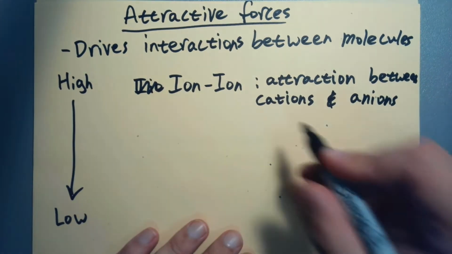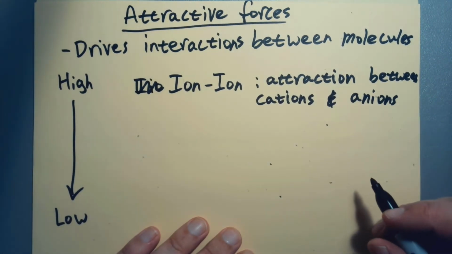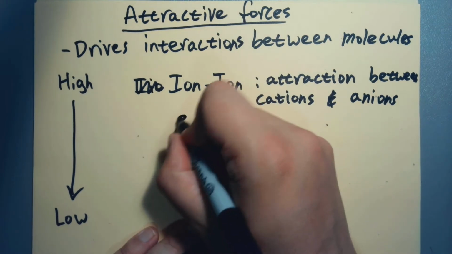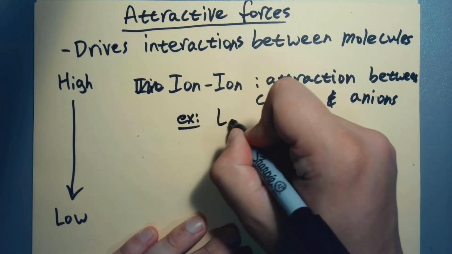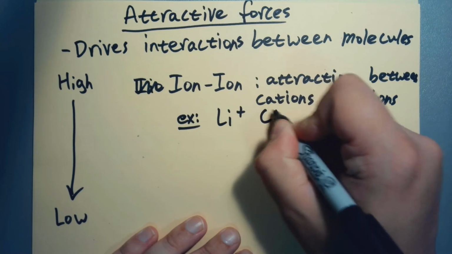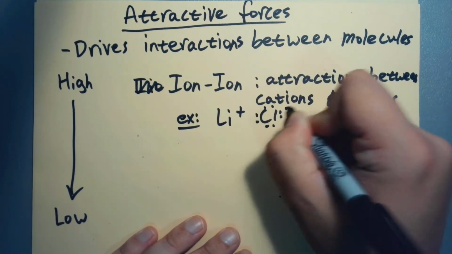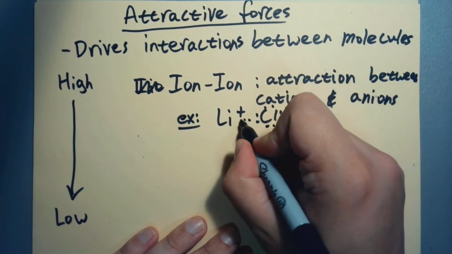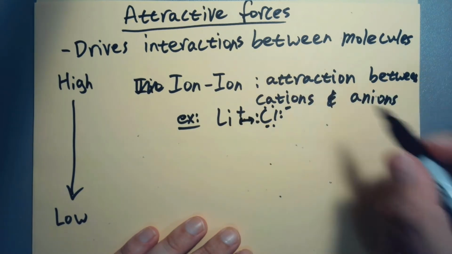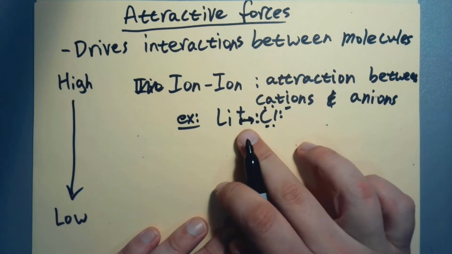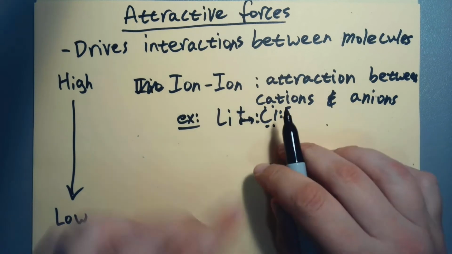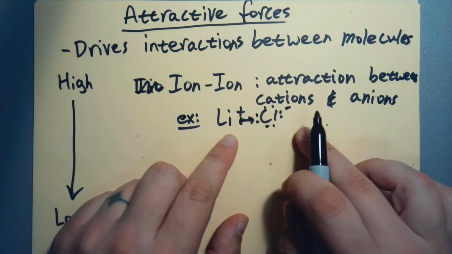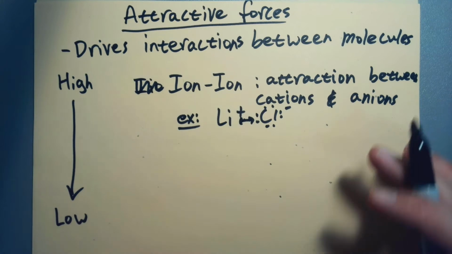Okay. An example of this, something like LiCl. There's an attraction here. So it's not a line, it's an arrow, just to show that there's attraction. So the positive and the negative are attracted to each other because they're oppositely charged. That's what I'm talking about.